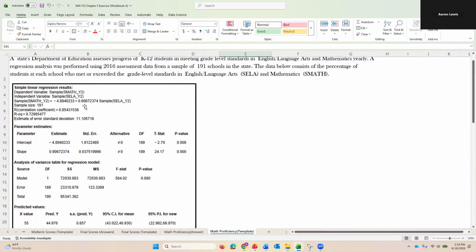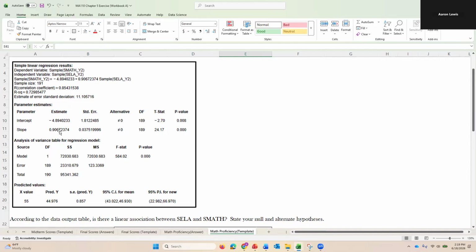From these 191 schools, we got a bunch of information, but the one we're concerned with right now is the slope. The slope is 0.9067237, meaning that for every additional unit of the independent variable, the dependent variable increases by 0.91 percent. Or, if you will, for every 1% higher a school has on ELA exams, we are expecting math exams to be 0.91% higher. And we're given all of this information.